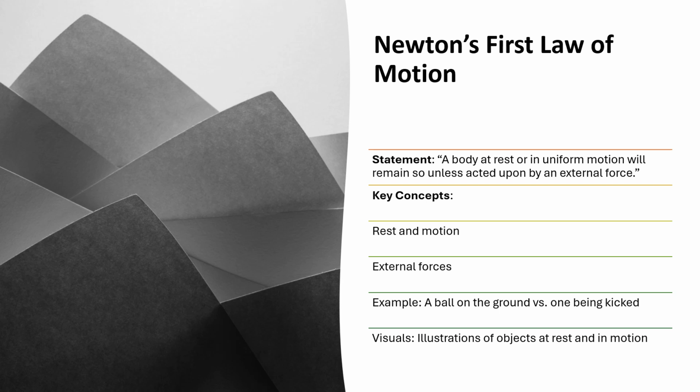Example: a book lying on a table will remain at rest unless someone pushes it. A car moving at a constant speed will continue to do so unless brakes are applied or another force acts. This law explains why passengers feel pushed forward when a car suddenly stops. They are continuing in their state of motion.